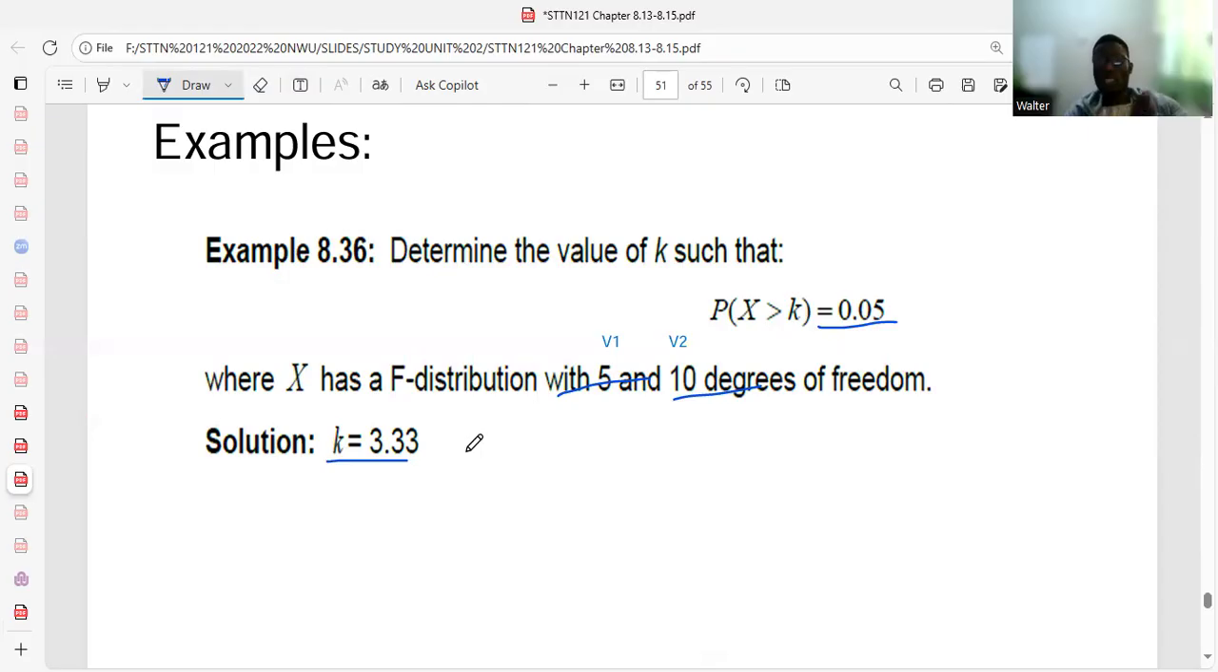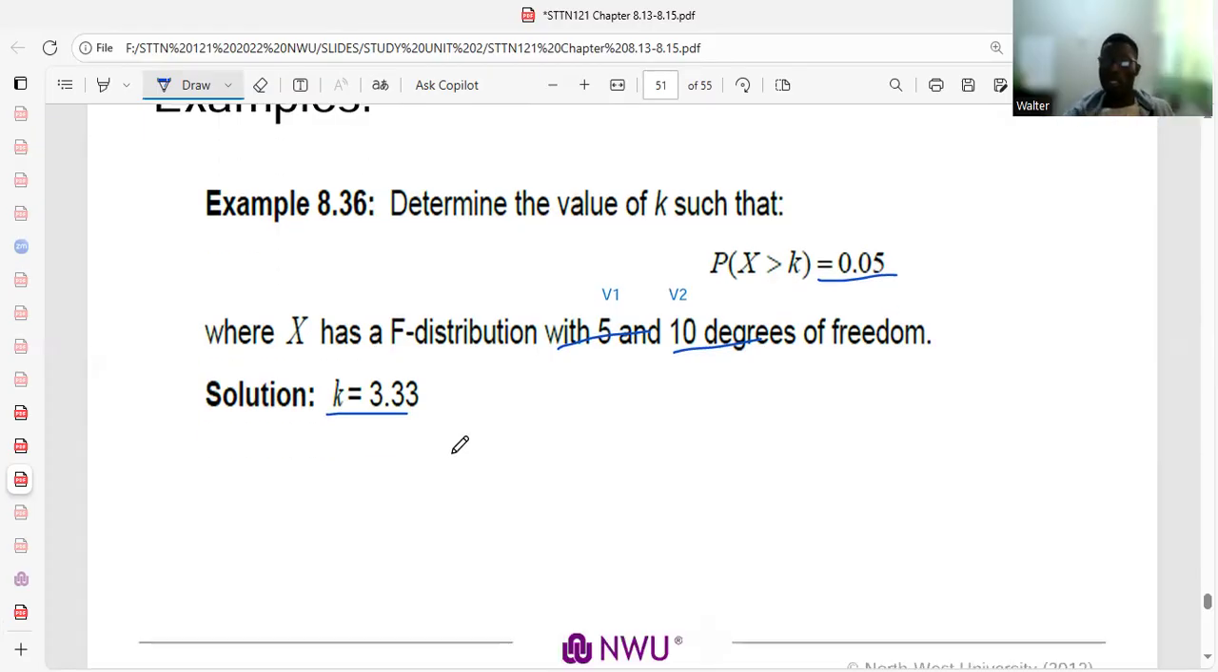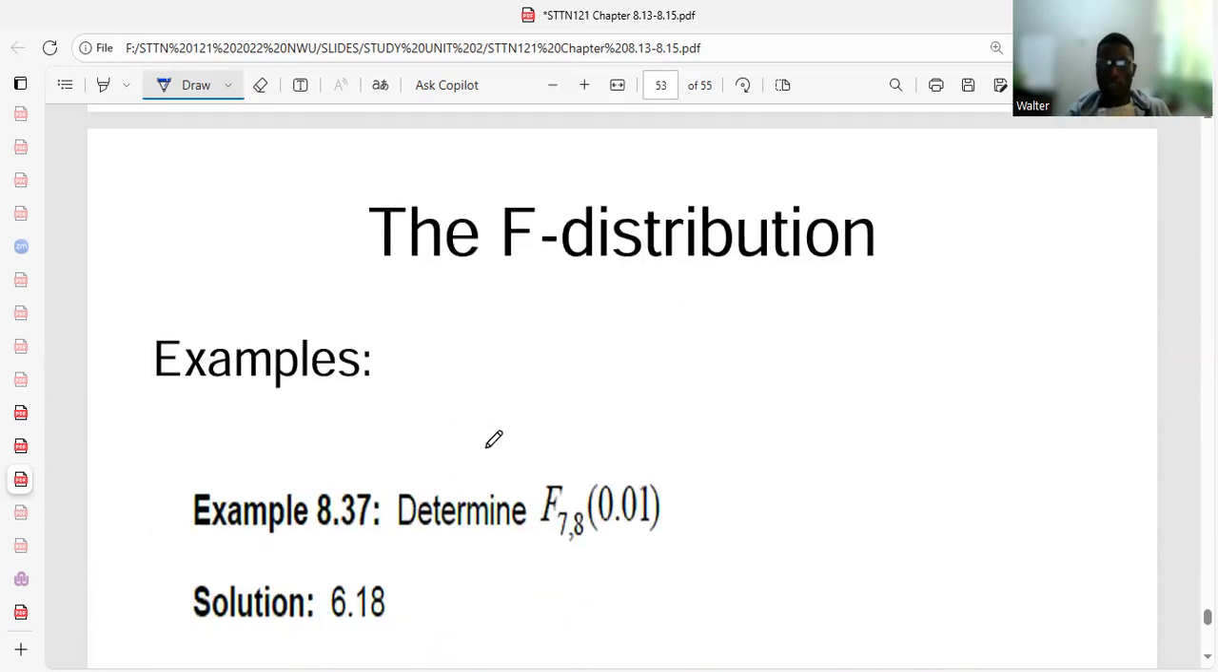That's how you find it. You can see, look at the chi-square and the F table. They just give you the values. You go to the table, you get the value that they want, the k or the probability value. That's how you deal with the F table.